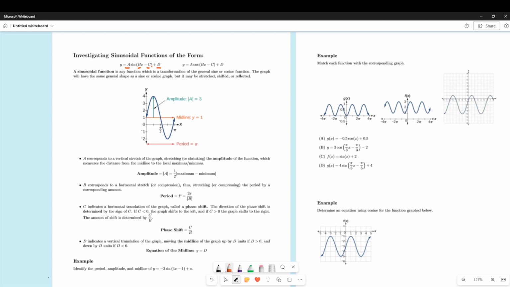And again, I know you've read through this. Feel free to stop this and go back and read through some of that stuff if it helps. But this a out in front, that multiple out in front, it's going to take those values between 0 and 1 that are coming out of the sine and multiply them by that a value.